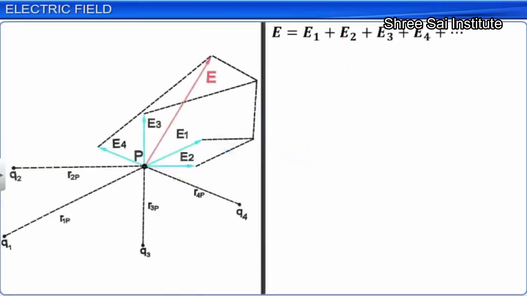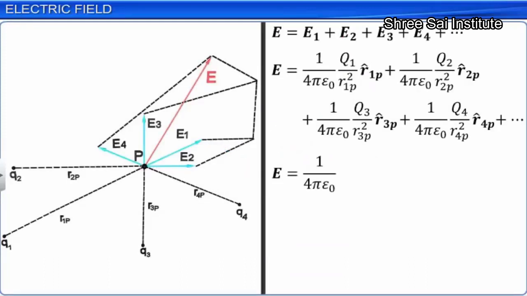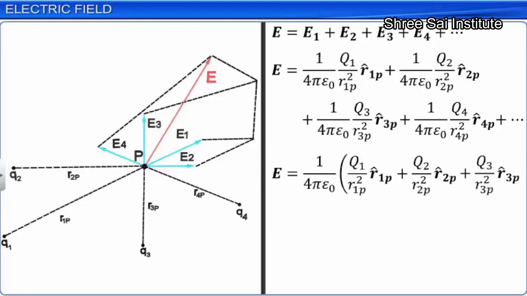Then, E is equal to 1 by 4 pi epsilon naught into Q1 by R1P square into R1P cap plus Q2 by R2P square into R2P cap plus Q3 by R3P square into R3P cap, and so on. Here, R1P is the distance from Q1 to P, and R1P cap is the unit vector in the direction of Q1 to P. R2P is the distance from Q2 to P, and R2P cap is the unit vector in the direction of Q2 to P, and so on.